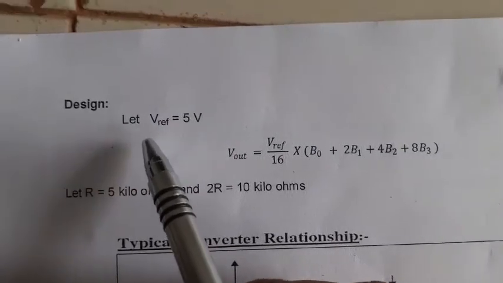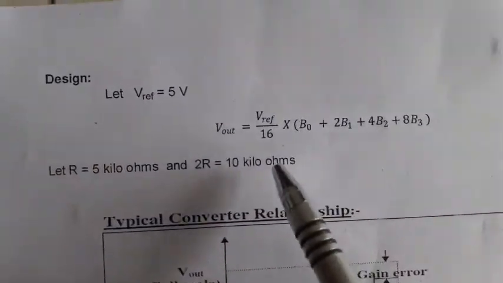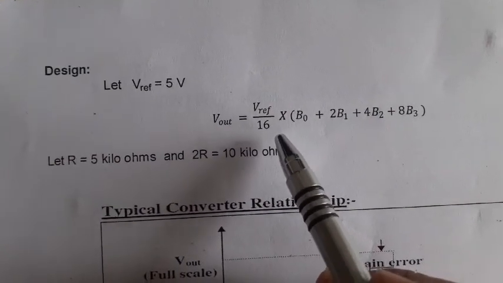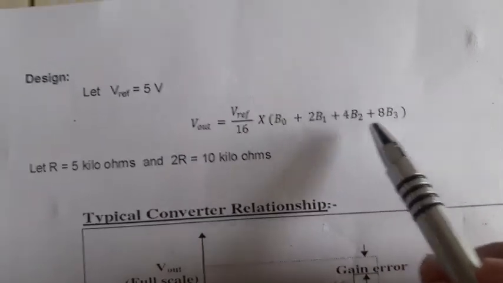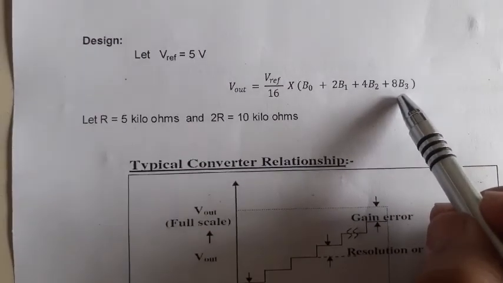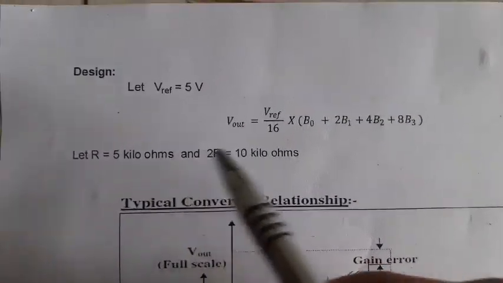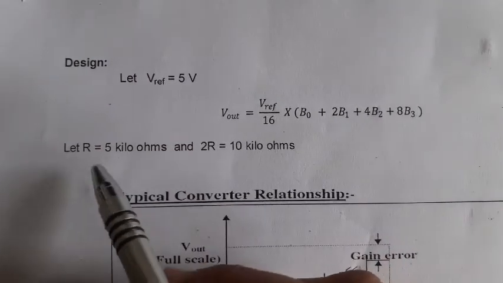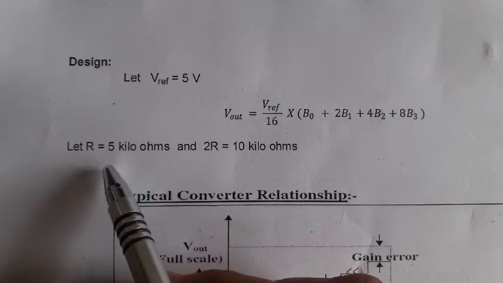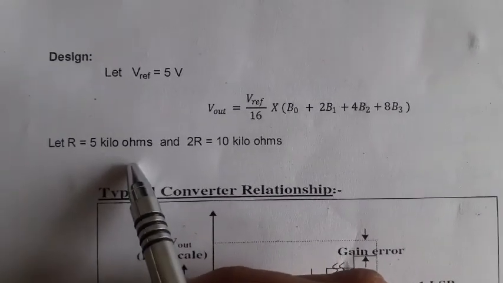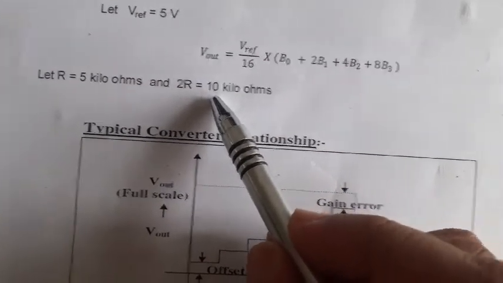This is the design. Reference voltage 5 volts, output voltage, that is V reference by 16 into B0 plus 2 into B1 plus 4 into B2 plus 8 into B3. Here you can take R as 5 kilo ohms and 2R as double of this R. 5K may not be available as a standard, so you can take 5.6 kilo ohm, and here if not 10, then you can have 12 kilo ohm also.